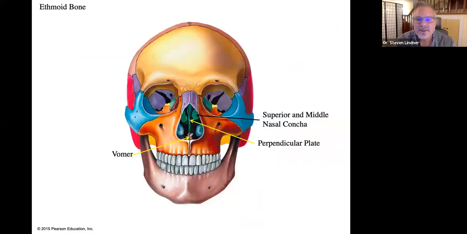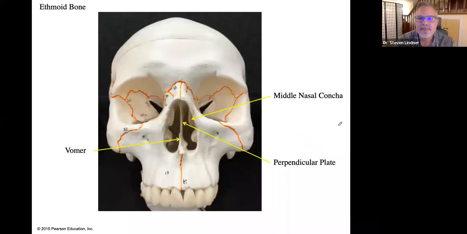Okay. Here is the vomer. Here is the perpendicular plate. And then in the green, this should be the middle, and this should be the inferior nasal concha. You can't see the superior. The superior would be up here. Okay. So middle, and then you could put inferior nasal concha. Okay. So this looks better.